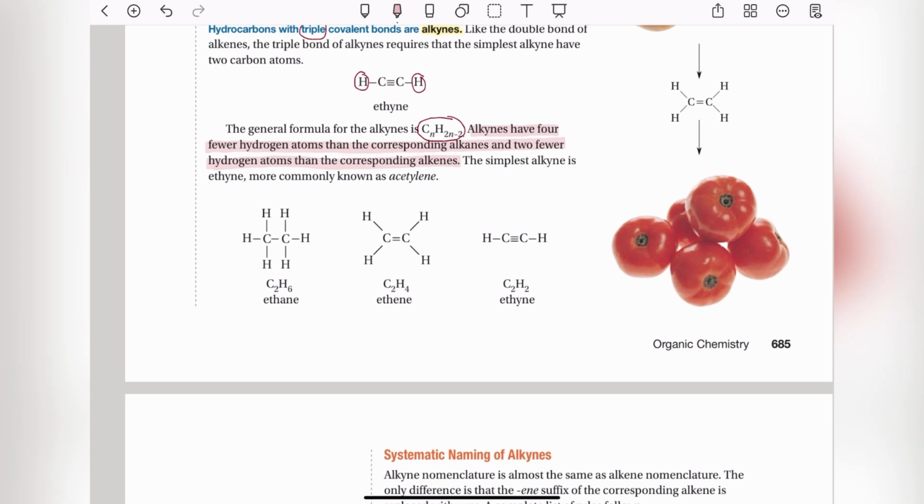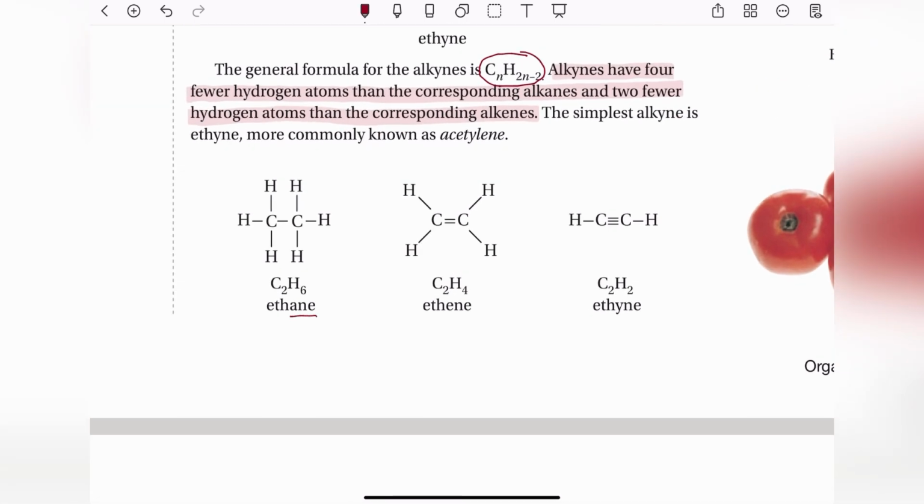So here we have ethane. This is an alkane, and we see that it has a molecular formula of C2H6, which corresponds to the general formula for alkanes, which is CnH2n+2. This is exactly what we have here. And then for alkenes, the general formula is CnH2n, and again, the formula for ethene corresponds to the general formula. And also note the endings: ane for alkane, ene for alkene, and yne for alkyne.